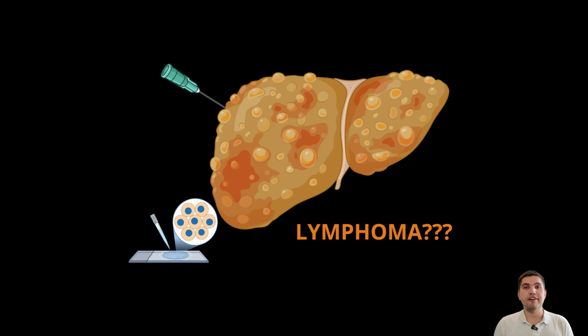Another readily available option is a fine needle aspirate, or FNA. This is especially useful when you're trying to rule out infiltrative diseases like hepatic lymphoma. And that's an important point. Missing a diagnosis like lymphoma could be a big deal. In some cases, the diagnostic value may outweigh the bleeding risk.